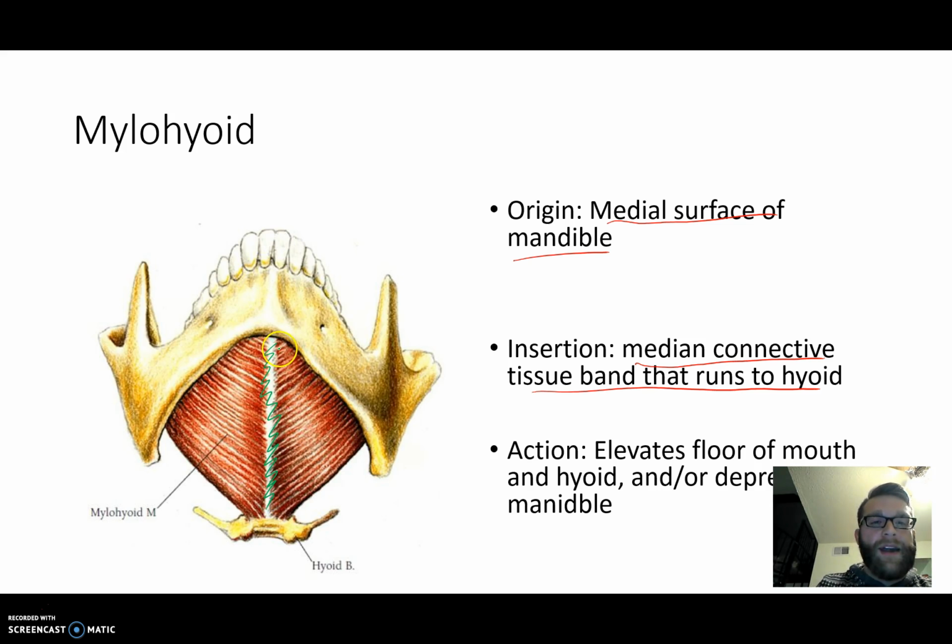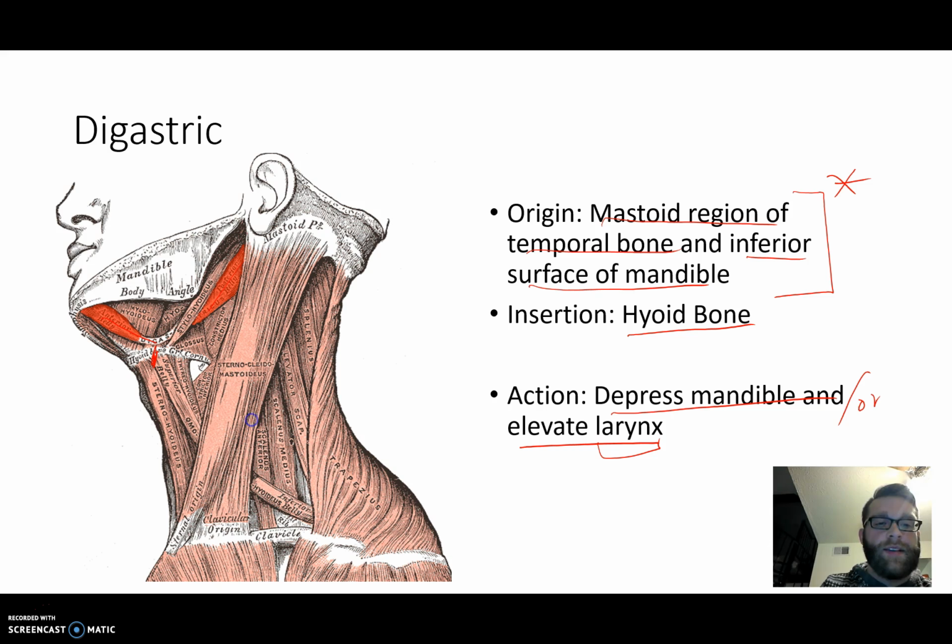What the mylohyoid does is it helps elevate the floor of the mouth and the hyoid bone, and it can also function in depression. By pulling or pushing on this muscle, you can open and close your jaw. That's its main purpose. The medial surface of the mandible is going to be closer to the midline. Again, the midline of the body is going to be here in the center.